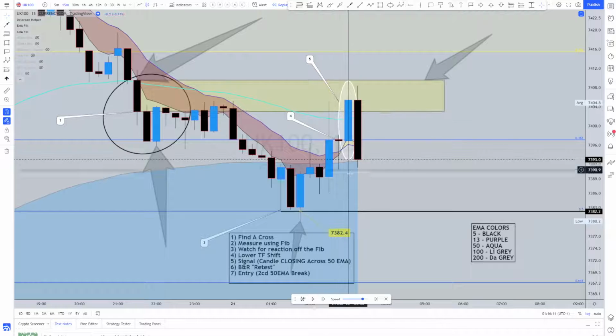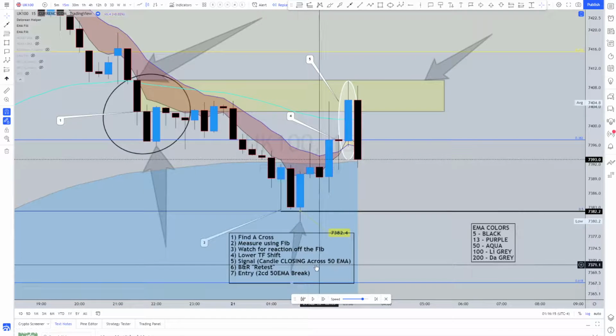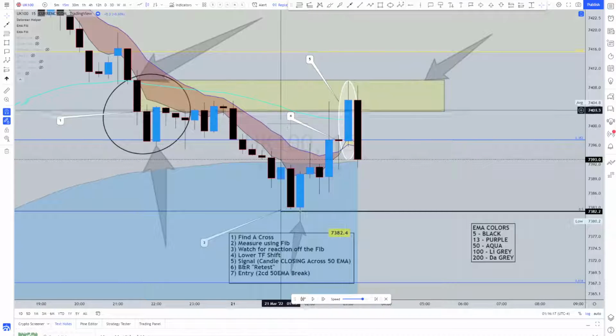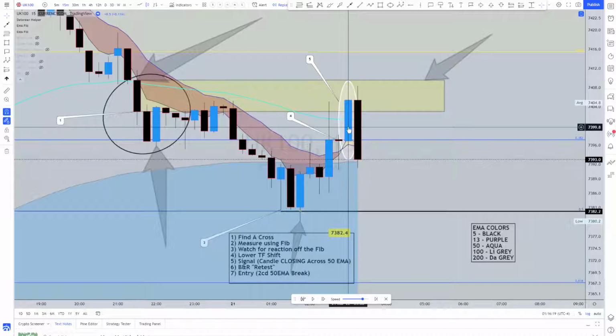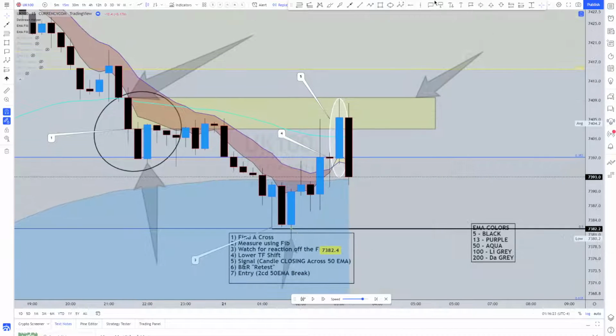But nonetheless, price is coming back down. So after we have step 5, we have a candle closing across our 50 EMA. Remember, price is the 50 EMA and the aqua in this instance, and now step 6, the BNR, the break and retest. Once price has broken my level, I need it to retest. You know what I'm saying? It goes up and it retests.